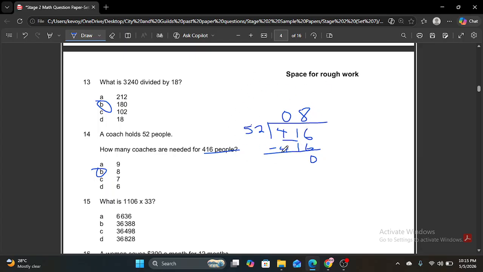But if you are having problems with dividing, then you can watch a video on that or refresh your mind, because if you don't know how to divide, you're not going to pass the exam. Alright, moving on to the next question.